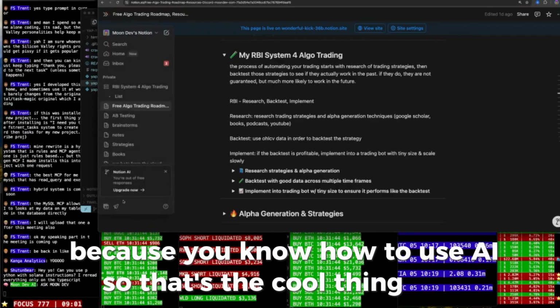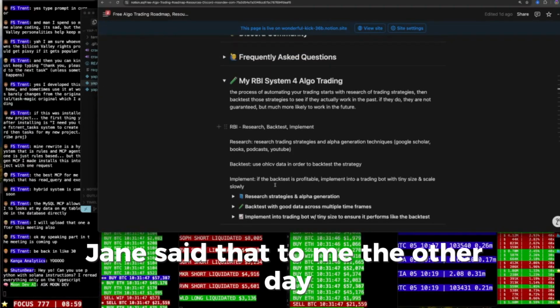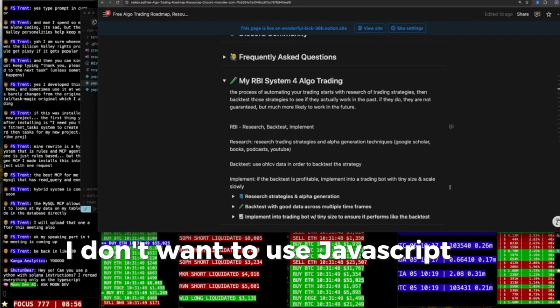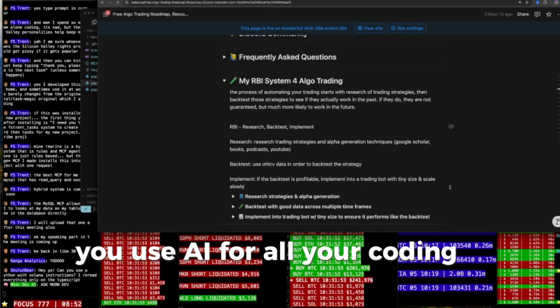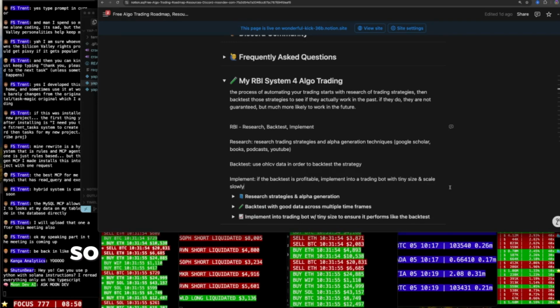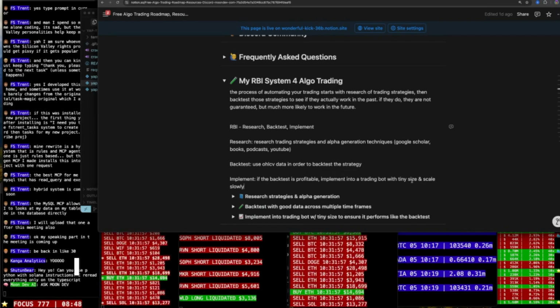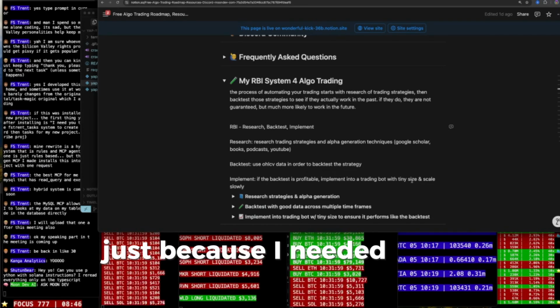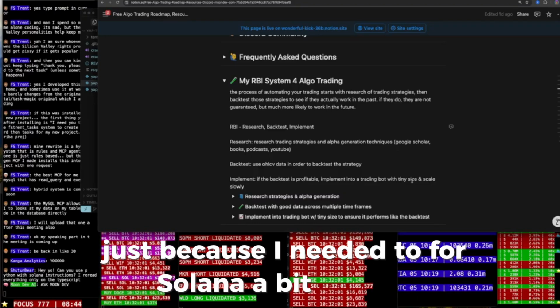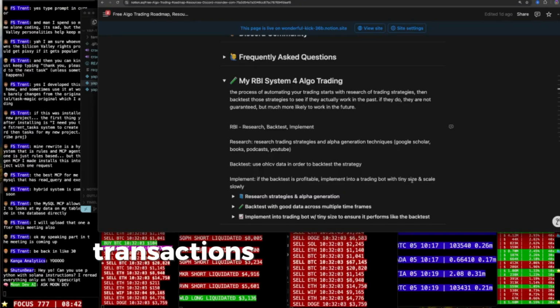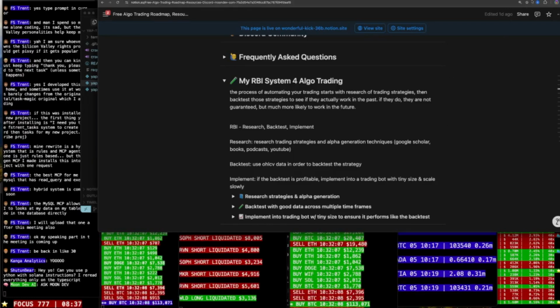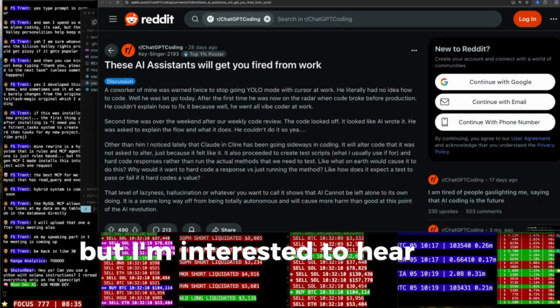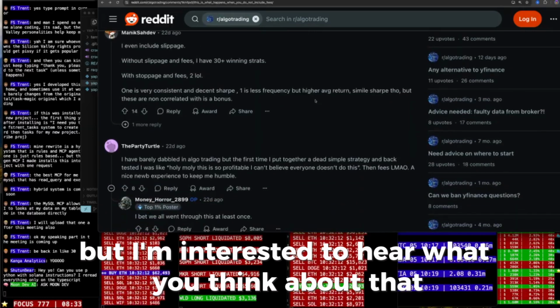That's the cool thing. Jane said that to me the other day. I was like, oh man, I don't want to use JavaScript, and she's like, dude, you use AI for all your coding. AI knows JavaScript. So hopefully that pushes you the right way. I learned a little bit of TypeScript just because I needed to for Solana. And transactions land better with TypeScript, maybe because it's faster. But I'm interested to hear what you think about that.